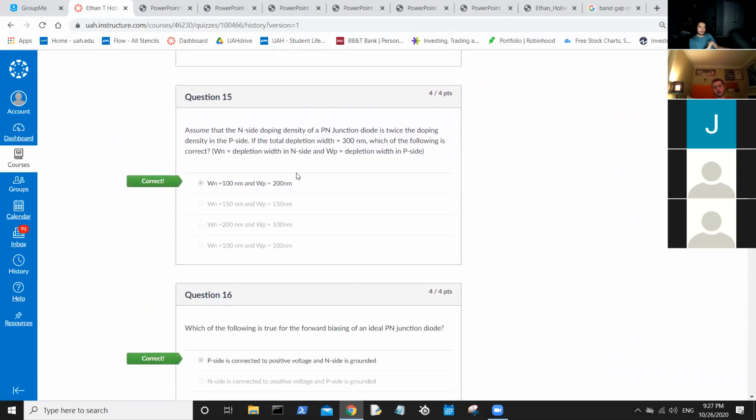Question 15. Assume that the N side doping density of a PN junction diode is twice the doping density of the P side. Okay, so another something like that. If the total depletion width is 300 nanometers, which of the following is correct?